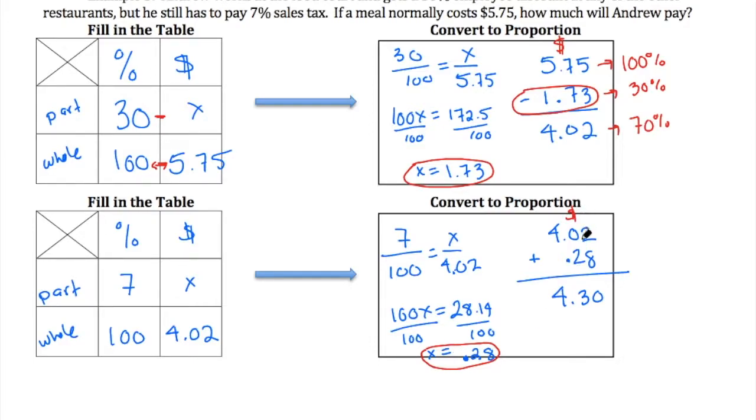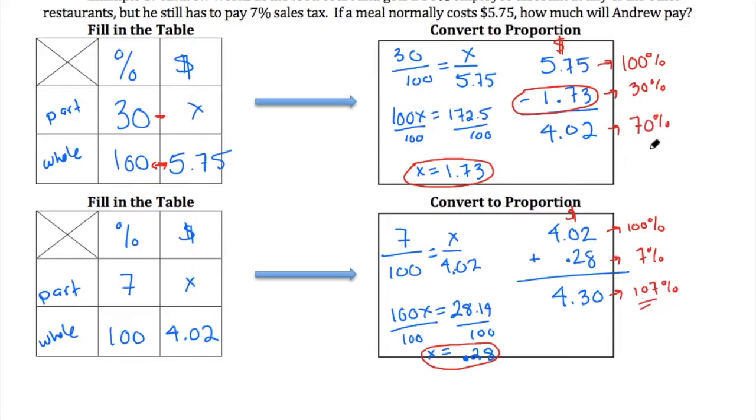Here again, we dealt with money. We took our new whole and added our tax to find our new price that we're going to pay. This $4.02 again was our new 100%. What we were doing is adding 7%. So what could we say that this $4.30 is equivalent to? Well, if we had 100, we're adding 7. We had 402, we added 28. So now we're really up to 107% of the original.